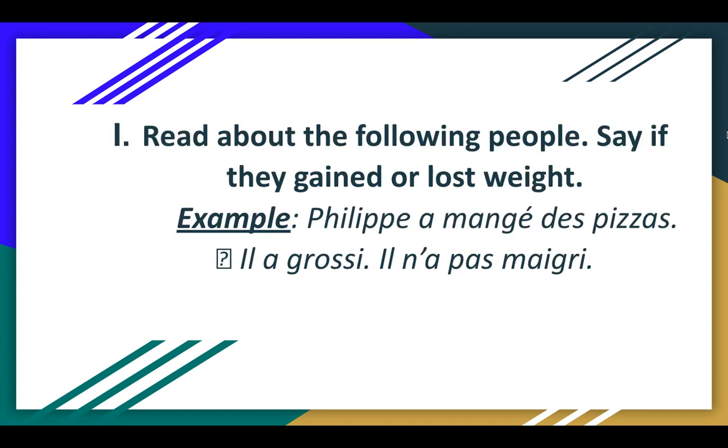Okay, we're going to read about the following people. We're going to say if they gained or lost weight. So, Philippe a mangé des pizzas. So I'm going to say, did he gain weight or not? And did he lose weight or not? Well, if he ate a lot of pizza, il a grossi. He gained weight. If he gained weight, then il n'a pas maigri. Because if he gained weight, he couldn't lose weight at the same time, right? So there's 2 sentences in the answer for each one.